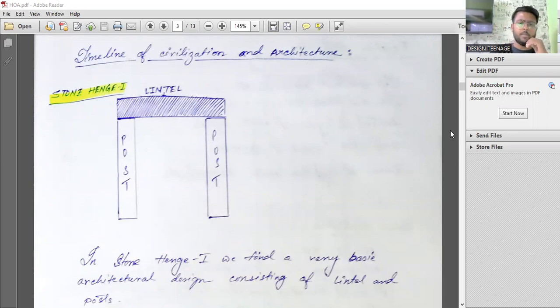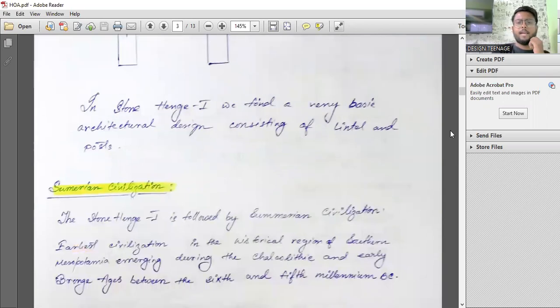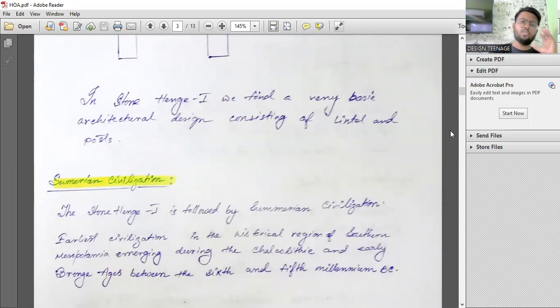So in Stone Age 1, we find a very basic architectural design consisting of lintel and posts. Now, after we passed from the Stone Age, any idea about any Stone Age structures that might come to your mind that you might have seen? Quickly, we'll have to take this class forward very quickly. No, sir. You have not seen. Okay.